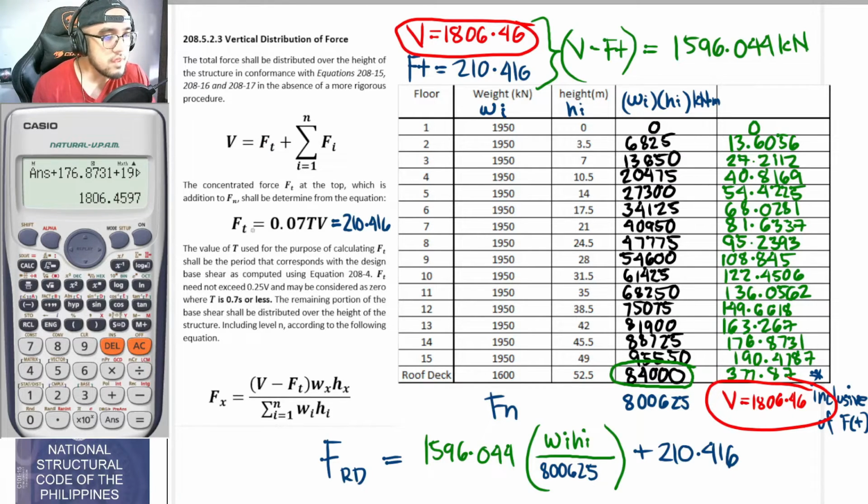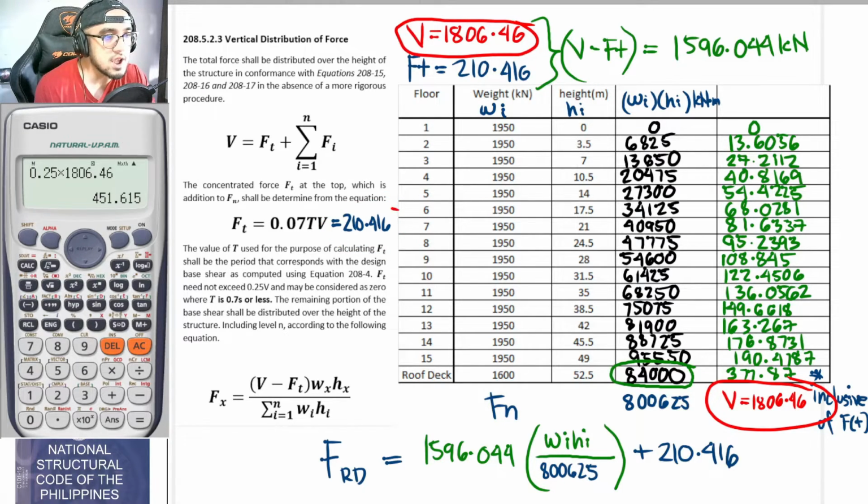Oh, and another thing that I forgot to include here, that it must not exceed 0.25V. Okay, so 0.25 of 1806.46 is equal to 451.615. As you can see, our Ft is not greater than that value, it means that we will be making use of this value. But if not, for example, that 0.25V is less than the value that you have solved, then you will be making use of 0.25V.